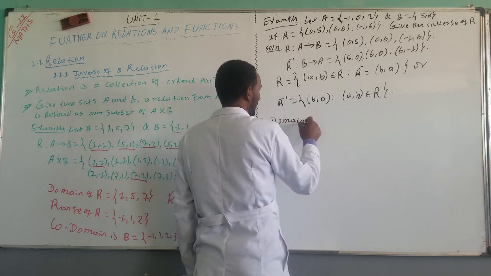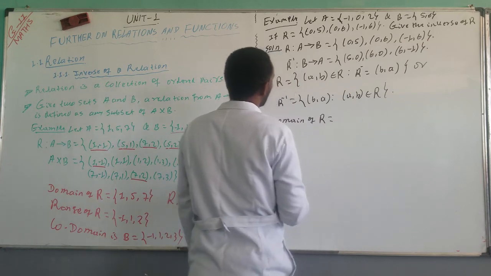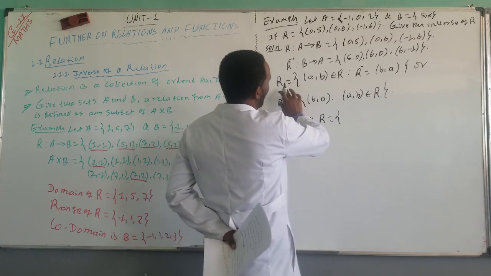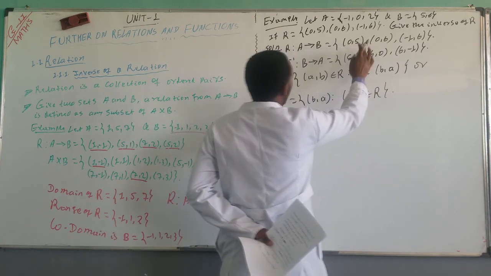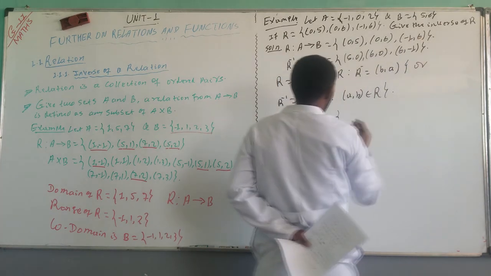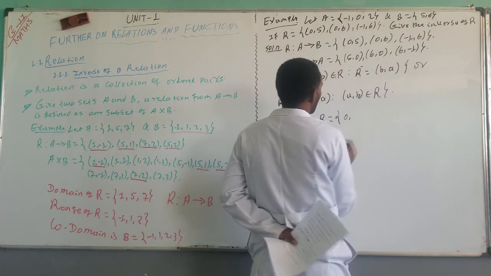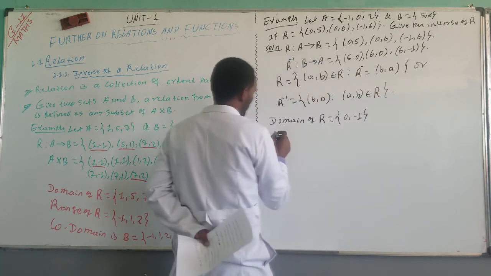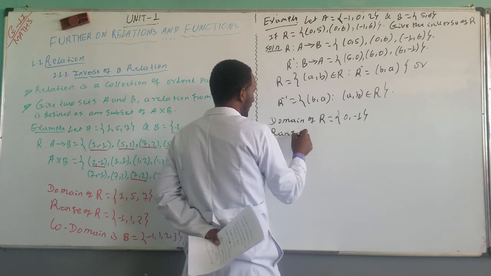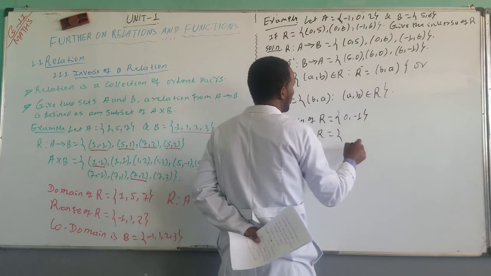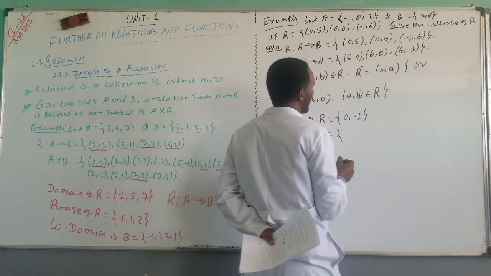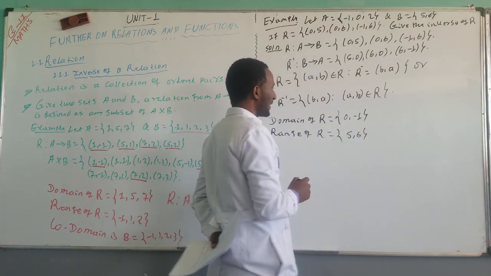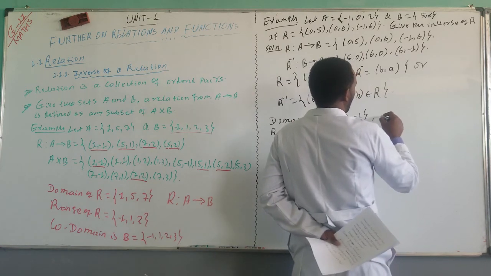Domain of relation R: in relation R, our relation is (0, 5), (0, 6), (-1, 6). Therefore, our domain is the first coordinates of the ordered pairs: 0 and -1. Then the range of R is the second coordinates of the ordered pairs: 5, 6. This is the range of R.